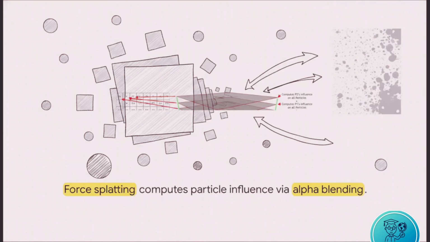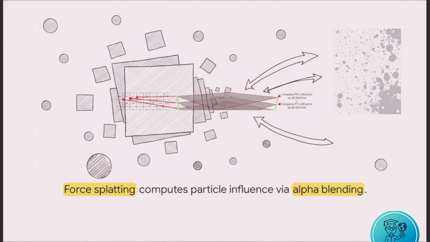The workaround for this is absolutely mind-blowing. It's a technique called force splatting. Instead of doing complex spatial math, the GPU just leans into its raw rendering power. A quad primitive, which is essentially just a simple flat square, represents each particle's area of influence.